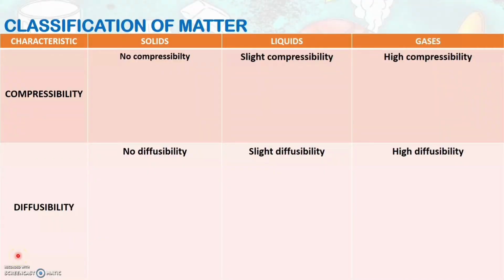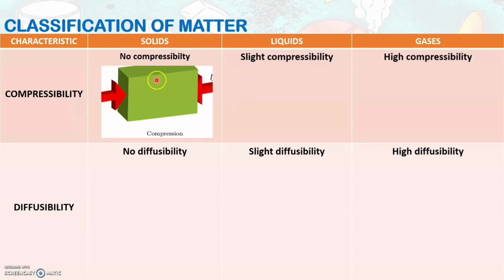Now let's get into the next important characteristic, that is compressibility. If a substance can be reduced in size by applying a pressure on it, we say that such substances are compressible. Are solids compressible? Let us see that. Will we be able to reduce the size of this solid object by applying a pressure on it? No, we cannot do that. We have already learned that solid occupies a definite amount of space and it also has a definite shape. Hence, we can say that solids are not compressible.